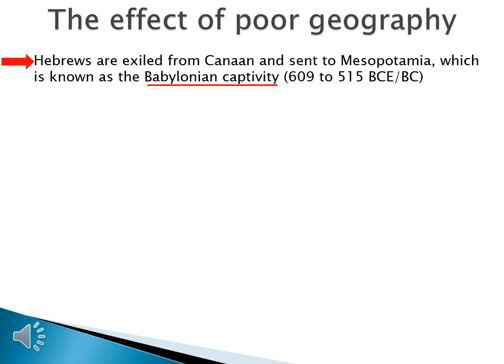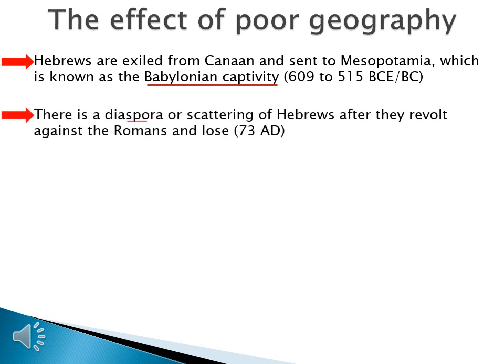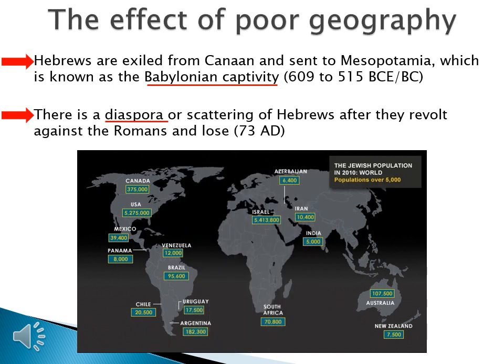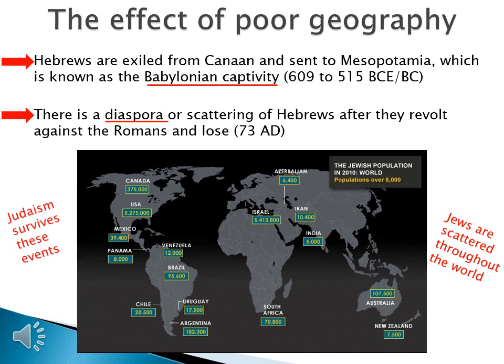This is what happens. There is a diaspora, or a scattering of the Hebrews. The Hebrews revolt against the Romans in 73 AD. They lose, and the Romans make the Hebrews move everywhere except Canaan. And if you look at this map of the Jewish population in 2010, you can still see the diaspora. You can see that Jews are scattered throughout the world. But Judaism has survived these events and is still a major religion.